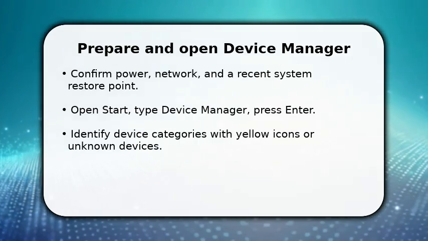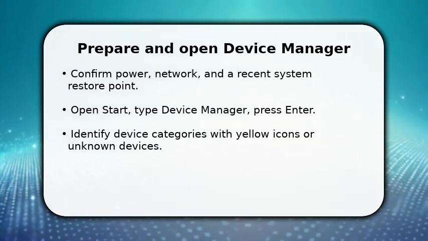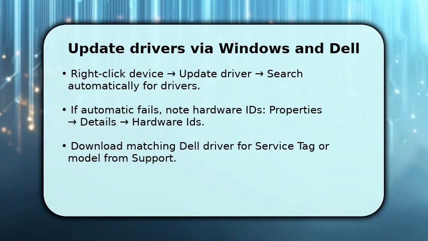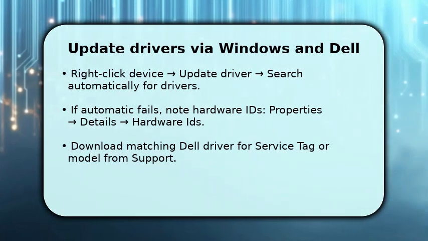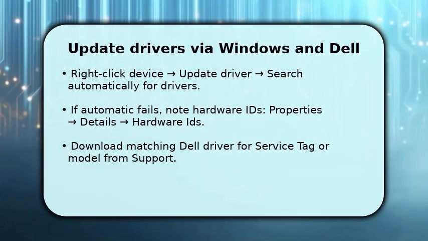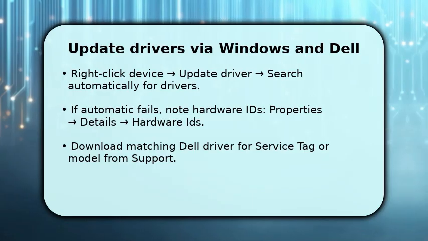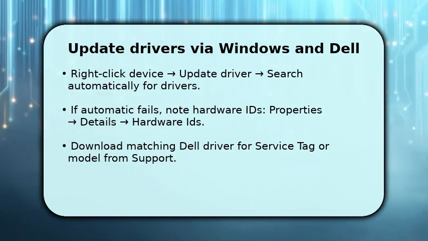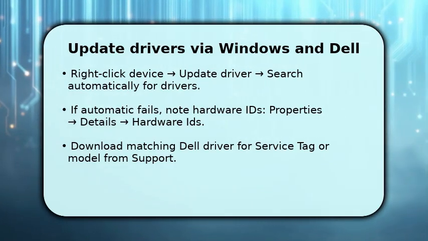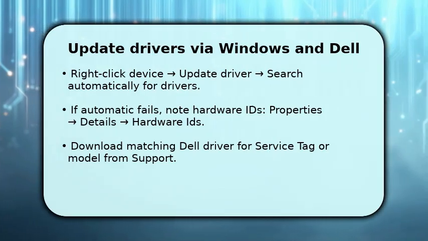Make sure to note the exact device name shown, because the next steps require matching drivers precisely. Once you've identified a target device, right-click it and choose Update Driver, then select Search automatically for drivers to let Windows try first. If Windows can't find one, open Properties, go to Details, pick Hardware IDs, and copy the top value to confirm the exact driver.